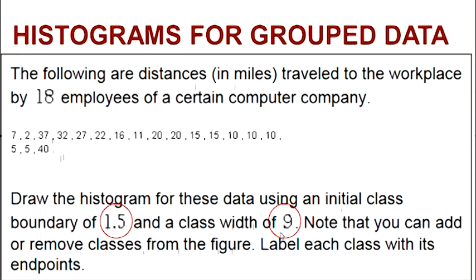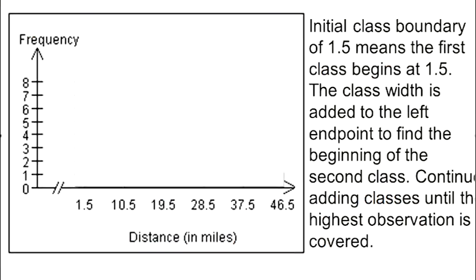It's generally considered good practice to have somewhere between 5 and 20 classes altogether. And so they've created this so that you will fall into that range, but they've told you where to start and how big to make your classes. Label each class with its endpoints. Okay? So here is a histogram, a blank histogram.